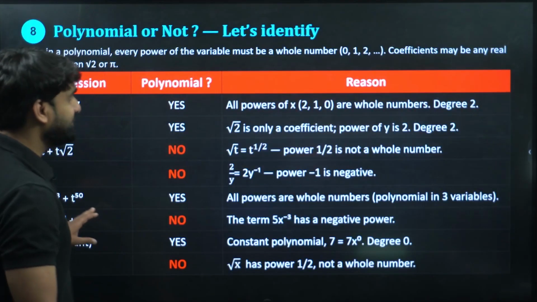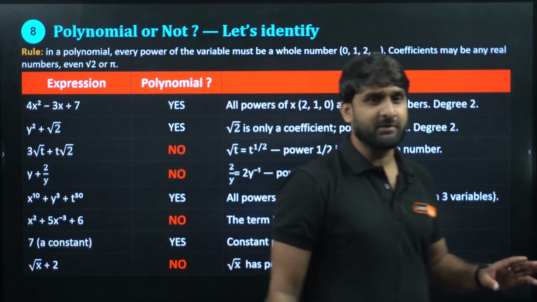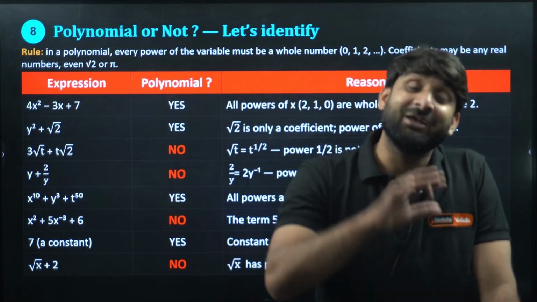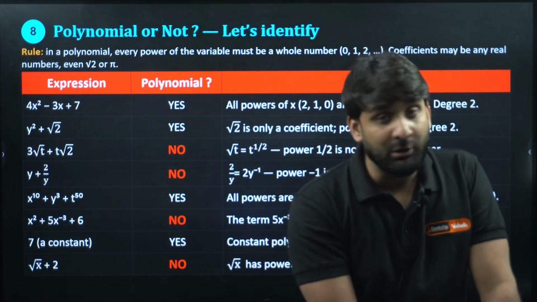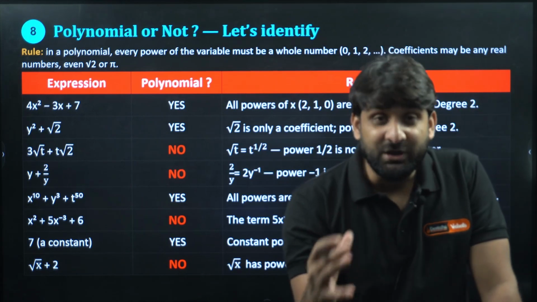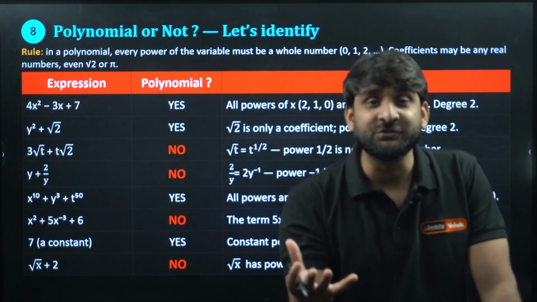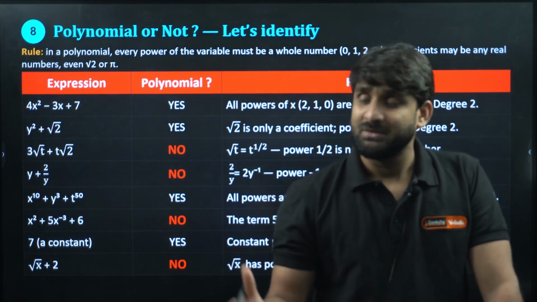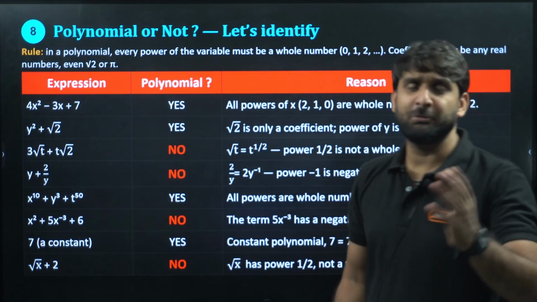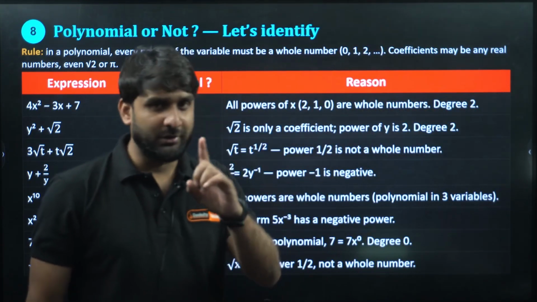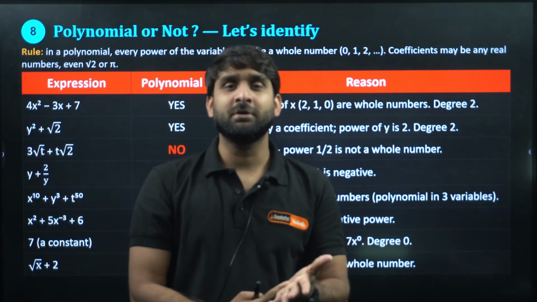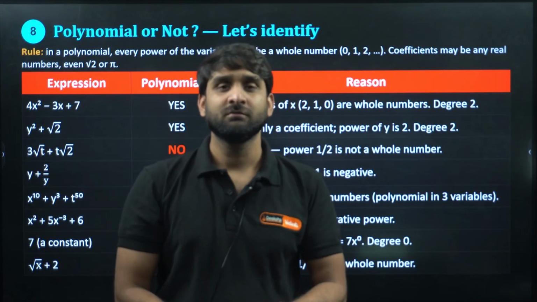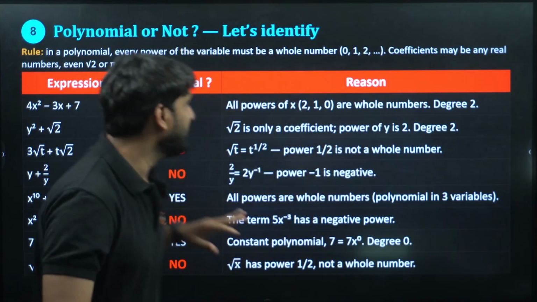So moving ahead. I have already told you, champion, it is not necessary that every algebraic expression will be a polynomial. No, my dear. There are a few conditions, a few rules that should be followed. If those rules are not followed, the given expression will not be a polynomial. So what are the rules? I have already told you. Power should be a whole number. Power should not be fractional. Power should not be negative. These are the conditions. So let's find out whether the given expressions are polynomials.